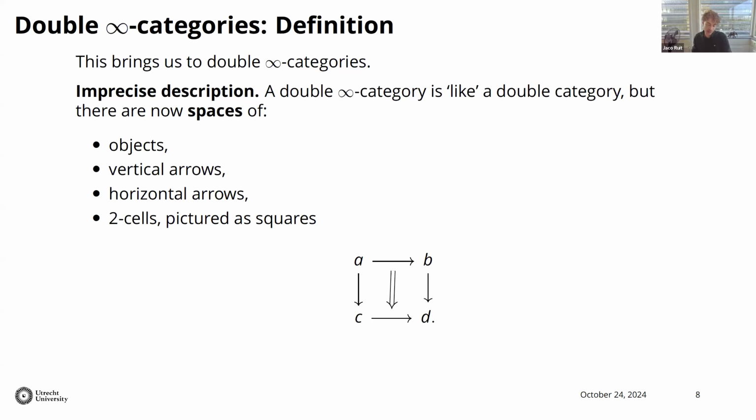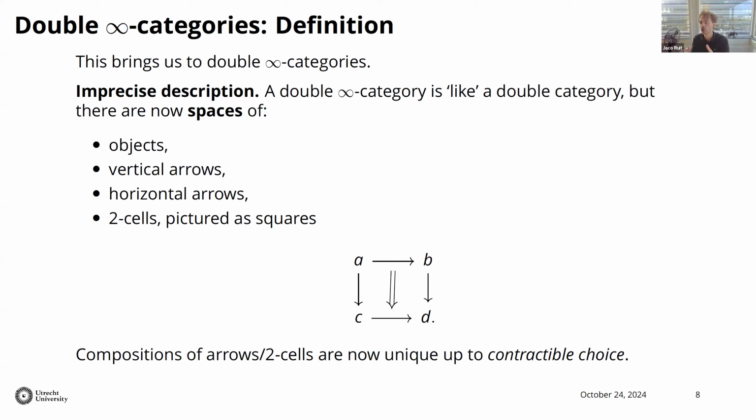But now there's something a little trickier to this. If you want to compose two cells, for instance, then there doesn't exist a unique composite on the nose, but just a unique composite up to contractible choice. So if you want to compose these two cells, then there exists a space containing all the possible composites of these two cells, and this space is contractible, by which I mean it's homotopy equivalent to the point. So that's the vague idea of what a double infinity category is.